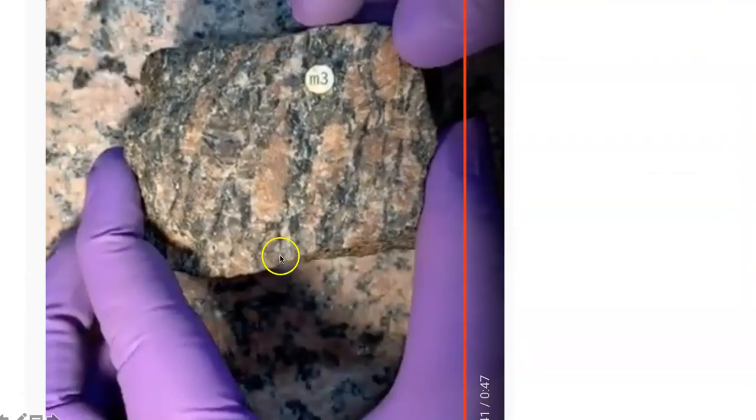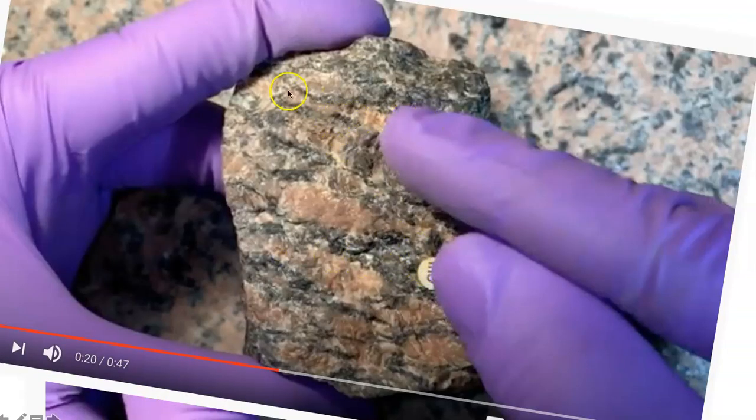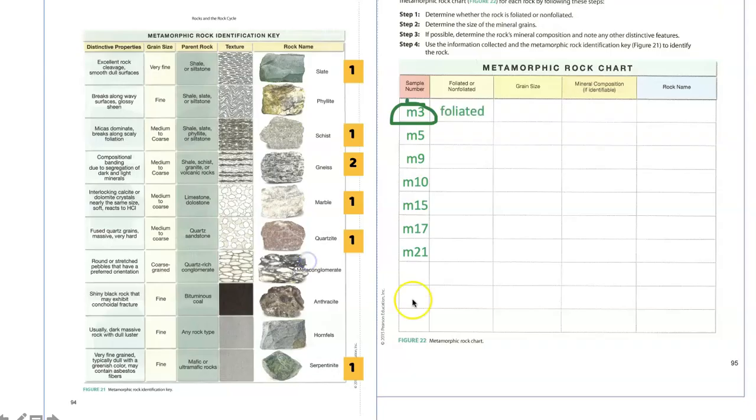So here's M3 video, and the person doing the video points out these large pink feldspars and these black minerals that are all in alignment. And so that is foliation. It's coarse foliation. The minerals are pink feldspar and dark minerals. Do your best to try to identify them, and that gives us a gneiss.